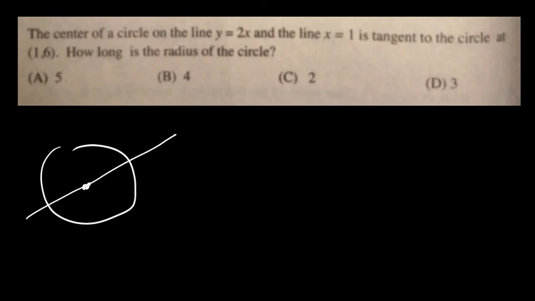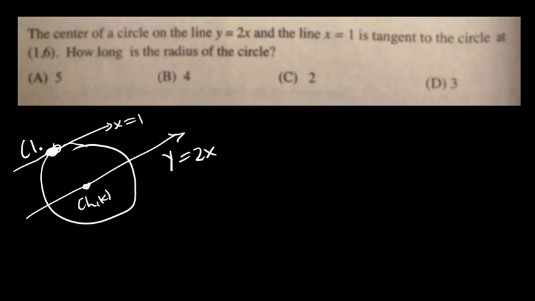Okay, the last question for today. It says the center of a circle is on the line y equals 2x. Imagine we have a circle, and there is a line which is passing through the center of the circle. The center of the circle, let's say at (h, k), we don't know. But the equation of the line containing the center of the circle is y equals 2x, given to you. And the line x equals 1 is tangent to the circle at (1, 6), meaning at some point around here there is a line, x equals 1. The point of tangency is just (1, 6).